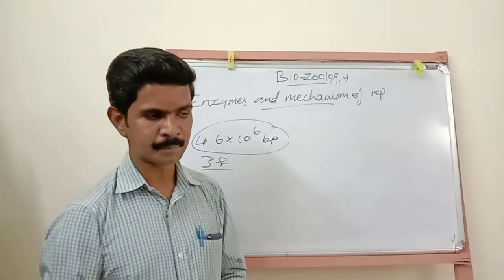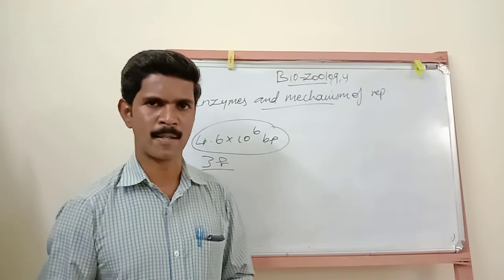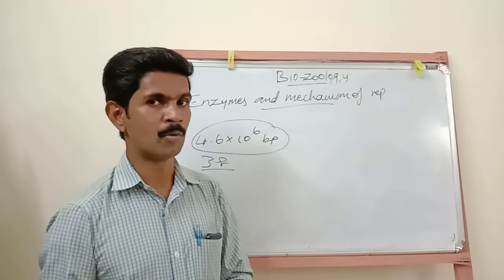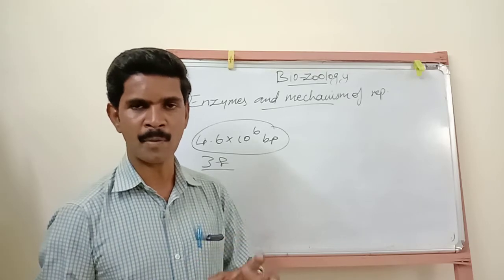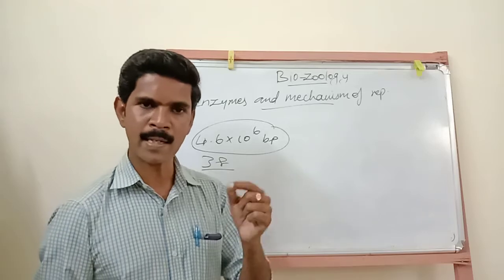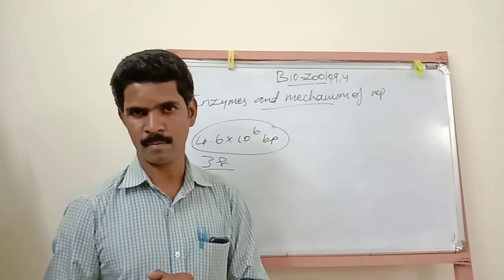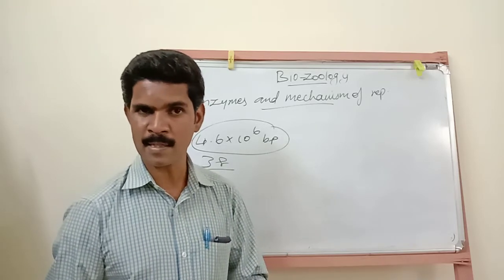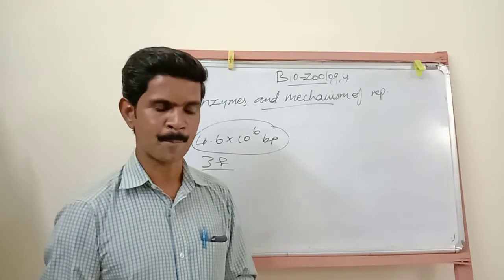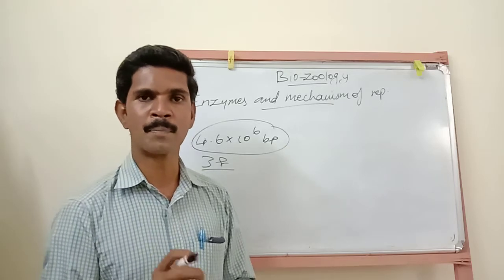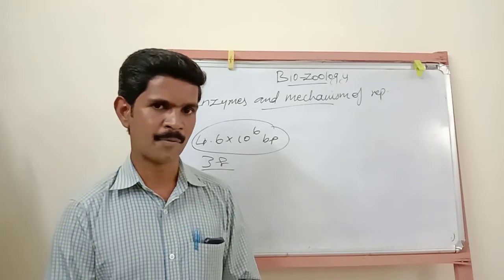See, if any error takes place during this replication process, it leads to mutation. Mutation means a sudden change. During the replication process, the enzymes control and perform the replication in a correct manner. If any error takes place, it leads to mutation. But such errors can also be corrected by some enzymes produced inside the cells. Understand all of you?